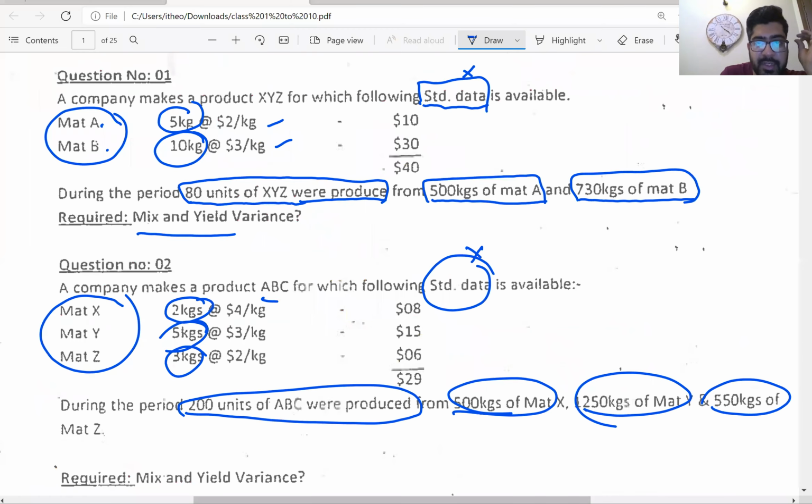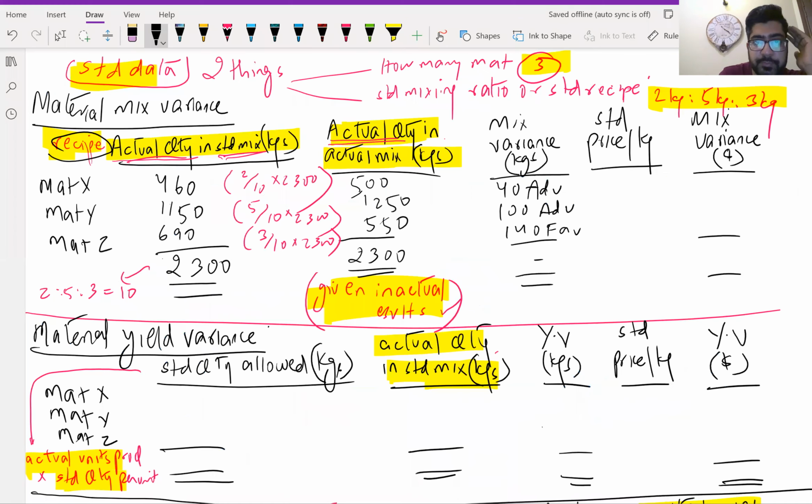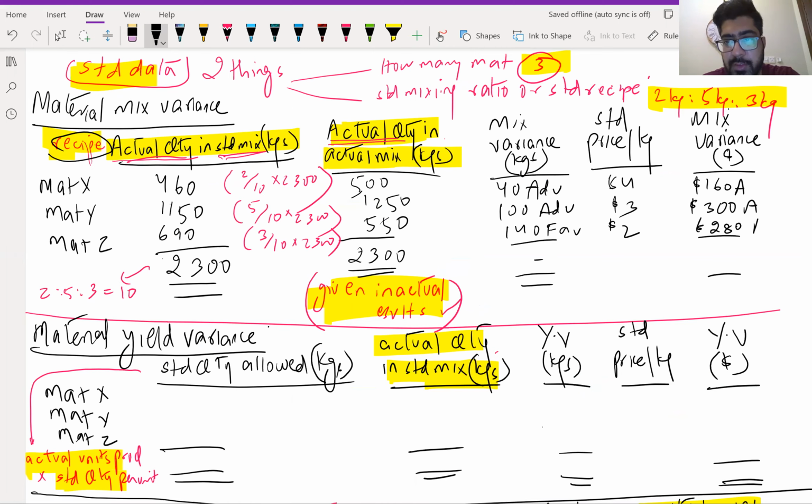Standard price per kg, go to the standard: 4, 3, 2. The price is this dollar sign 4, 3, 2. Multiplied: 40 kgs adverse at 4 per kg is 160 adverse, 100 adverse at 3 per kg is 300 adverse, and 140 favorable at 2 per kg is 280 favorable. Net of this is 180 adverse.